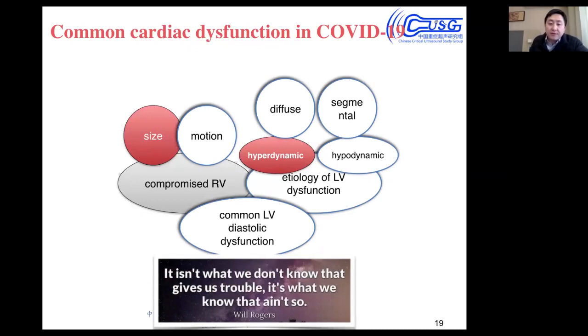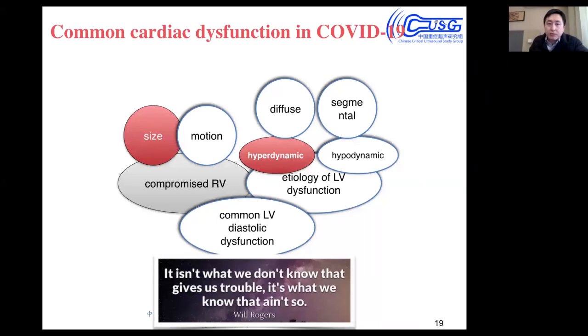So, as the first part, we talked about the result and the volume management. We should avoid the volume disturbance and do not give extra fluid to increase the positive balance of fluid, and be cautious to avoid hypervolemia. And now we'll go to the second part. It's about the cardiac dysfunction of COVID-19.